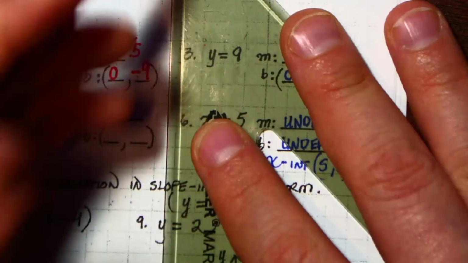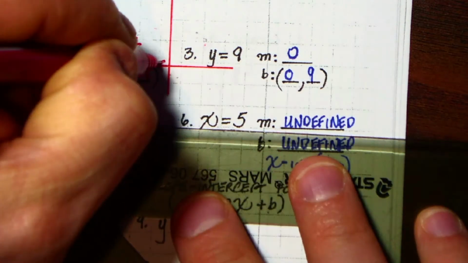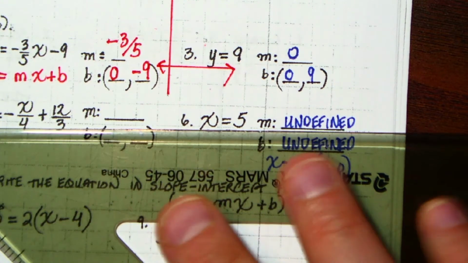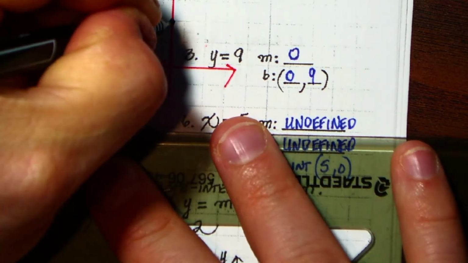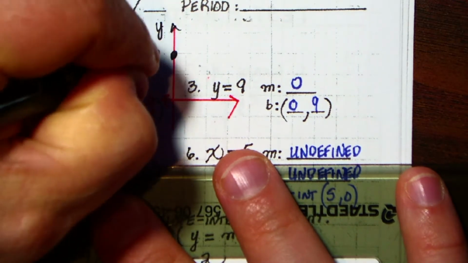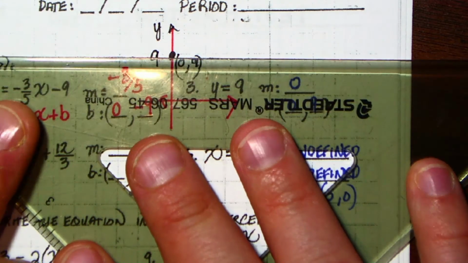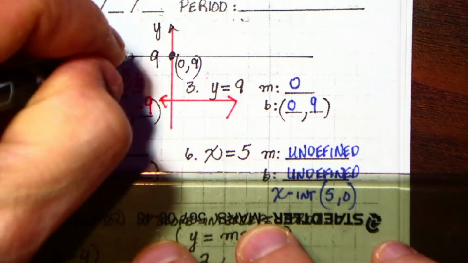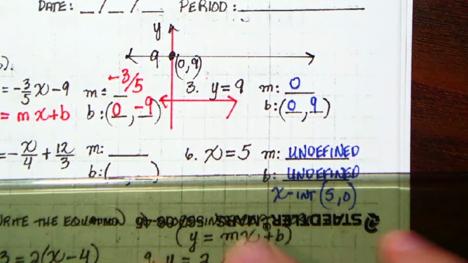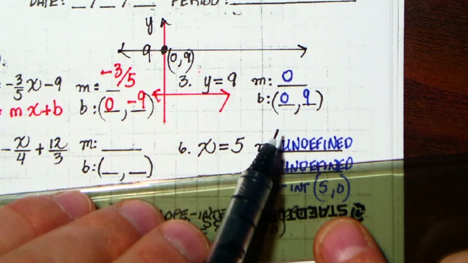Now on number 3, we talked about this yesterday. This graph, if I were to graph it, it would look something like this. I'm just drawing a quick graph here. I'm not going for accuracy, just the concept. You would have a point plotted on the y-axis at 9, and that's your y-intercept, 0, 9. And then the line itself would be a perfectly horizontal flat line. If you were walking on this line, you would not be walking uphill or downhill. You would just be walking flat. So the slope is 0, and the y-intercept is 0, 9.